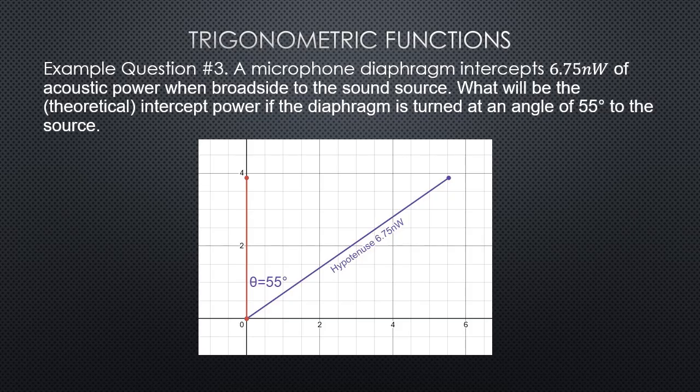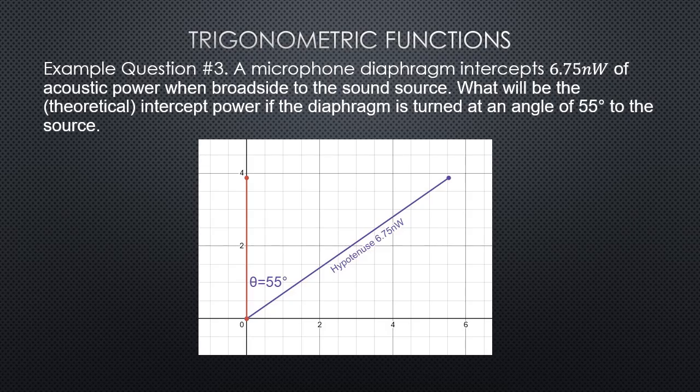Now this question is saying, okay, what would the power be if the source is still coming in the same way, but the microphone now gets tipped at 55 degrees? And what this image is showing is we had a max power of 6.75 nanowatts when we were head on, but now when we tip, we're going to see that power go down. So on these types of questions, whenever you're broadside, that's your maximum power. That has to be your hypotenuse.